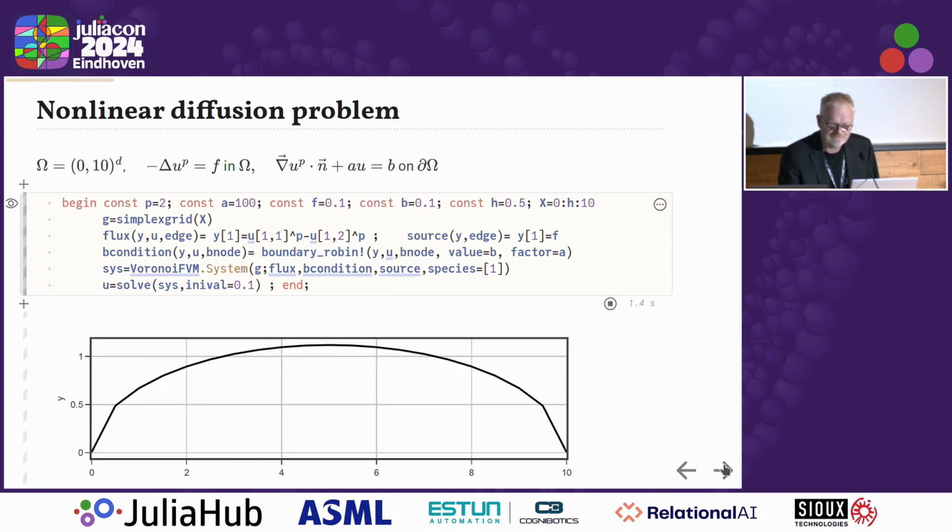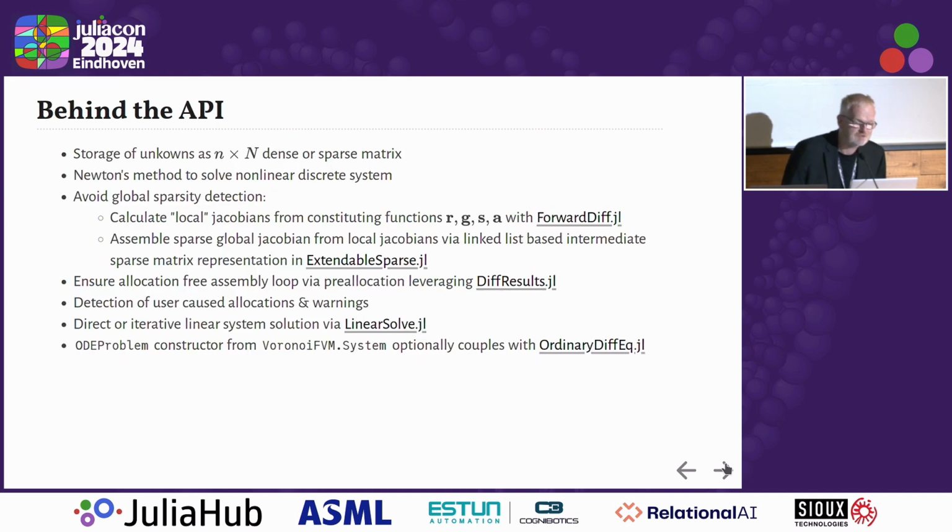Okay, so what's behind? So storage of unknowns is just a dense or sparse matrix. I use Newton's method to solve nonlinear discrete systems. I avoid global sparsity detection by calculating local Jacobians and putting them together into the global sparse matrix by an extendable sparse package which I wrote. And then, okay, solve linear systems.